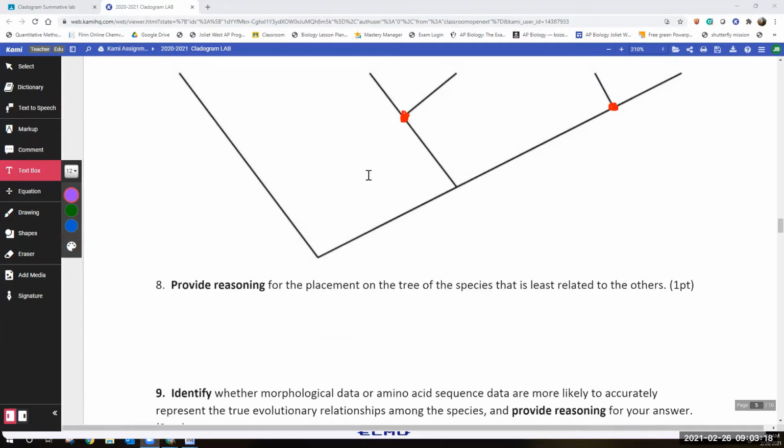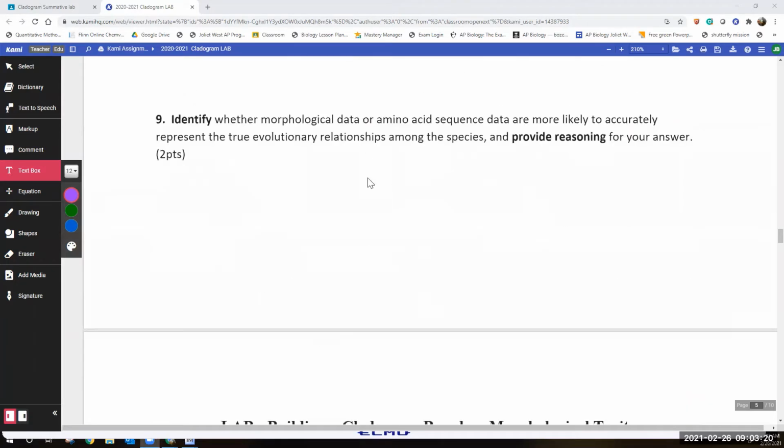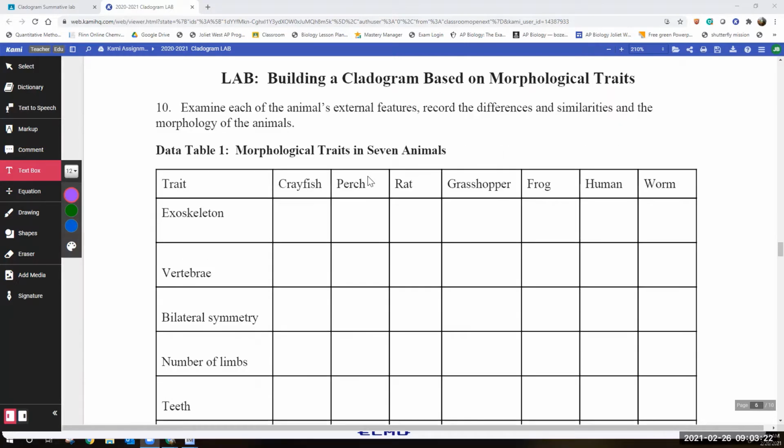So you guys are going to do that on your own. And then we're going to collect this data together because next week, I think Thursday of next week, this lab is due, and you're going to build your own cladogram based on the morphology or the anatomy of these organisms.